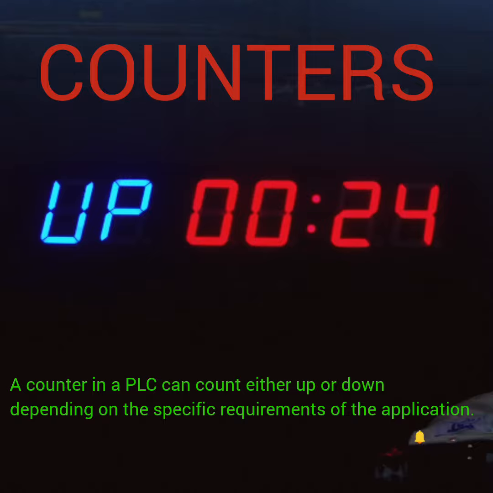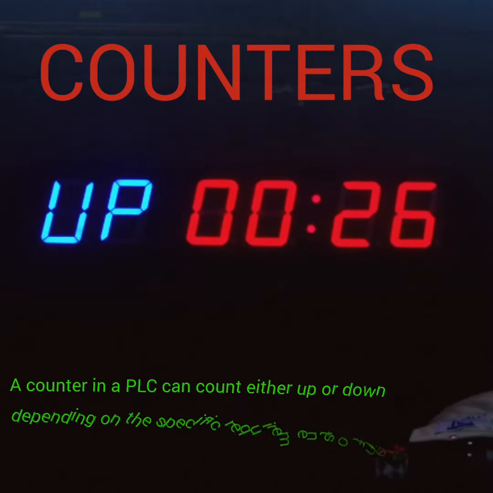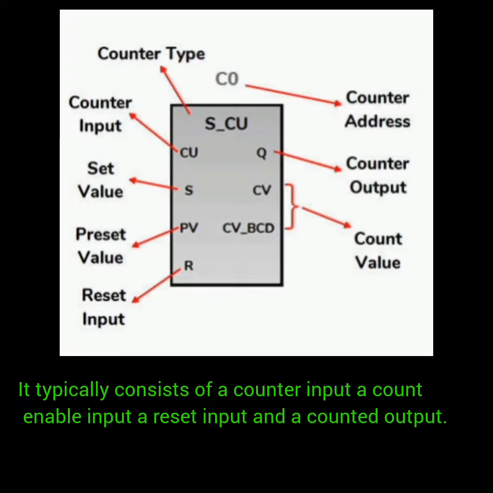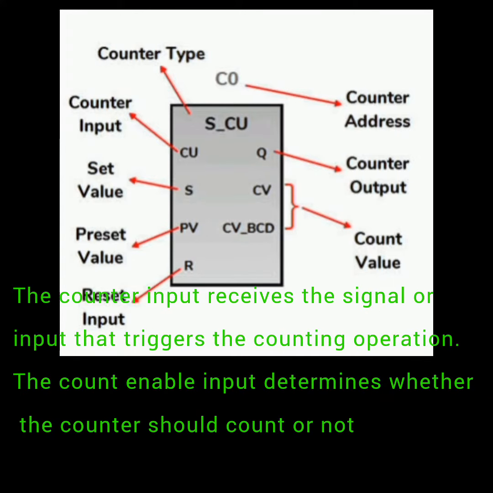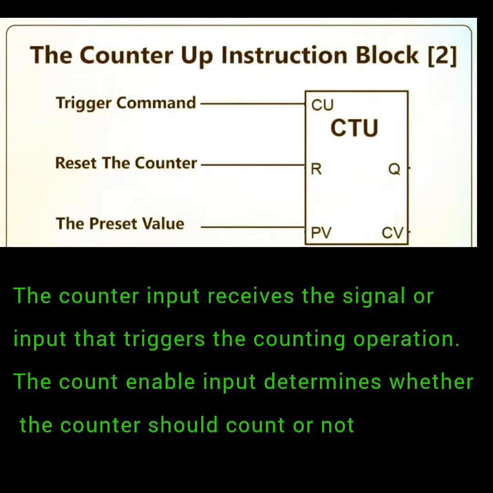Counters. A counter in a PLC can count either up or down depending on the specific requirements of the application. It typically consists of a counter input, a count enable input, a reset input, and a counted output. The counter input receives the signal or input that triggers the counting operation.